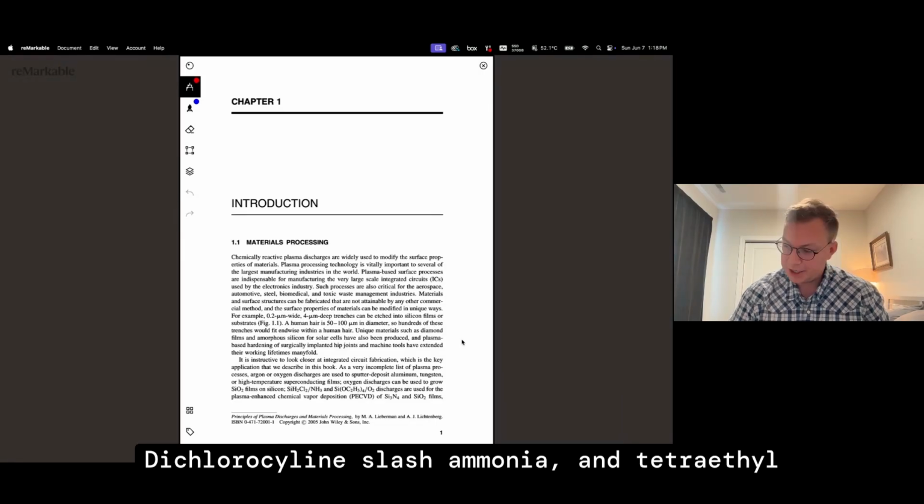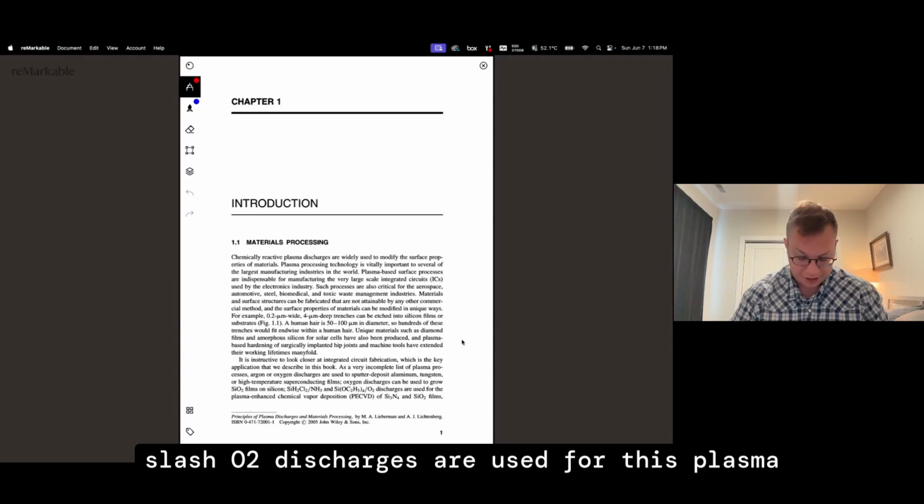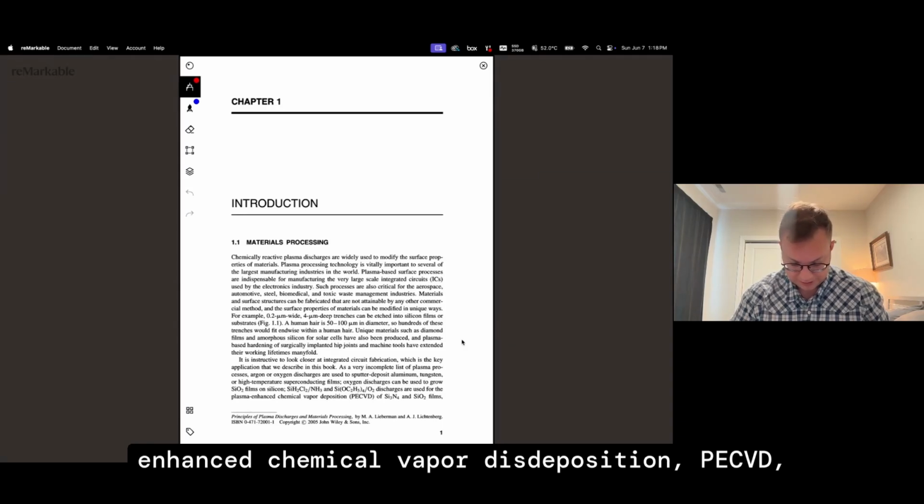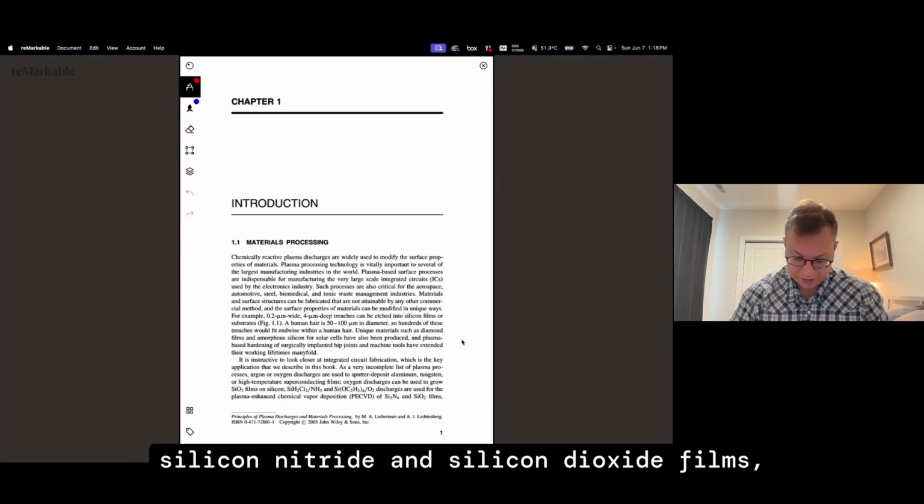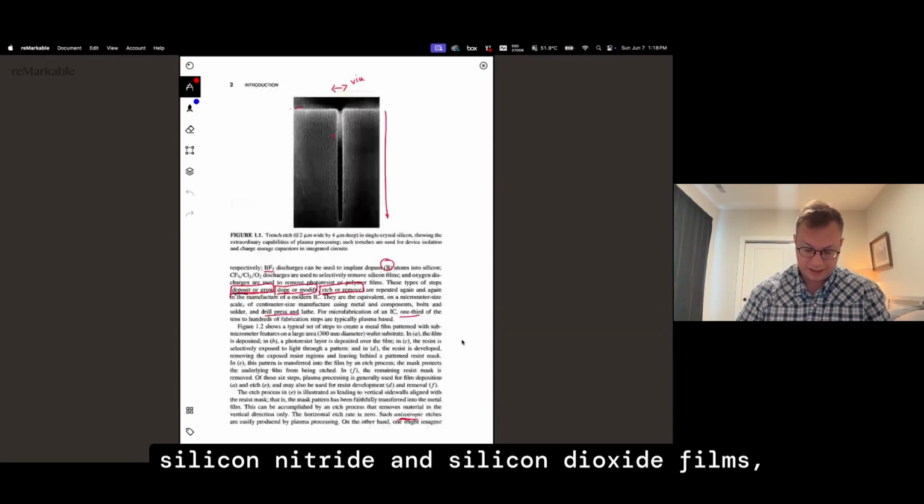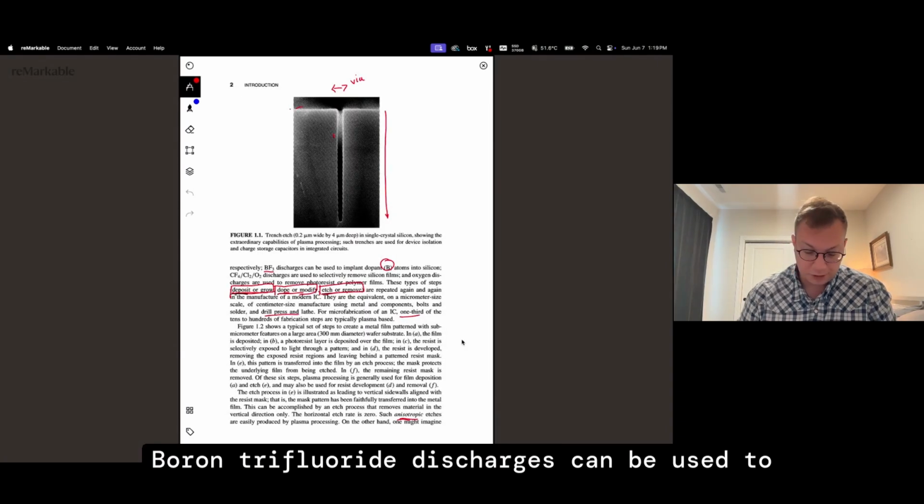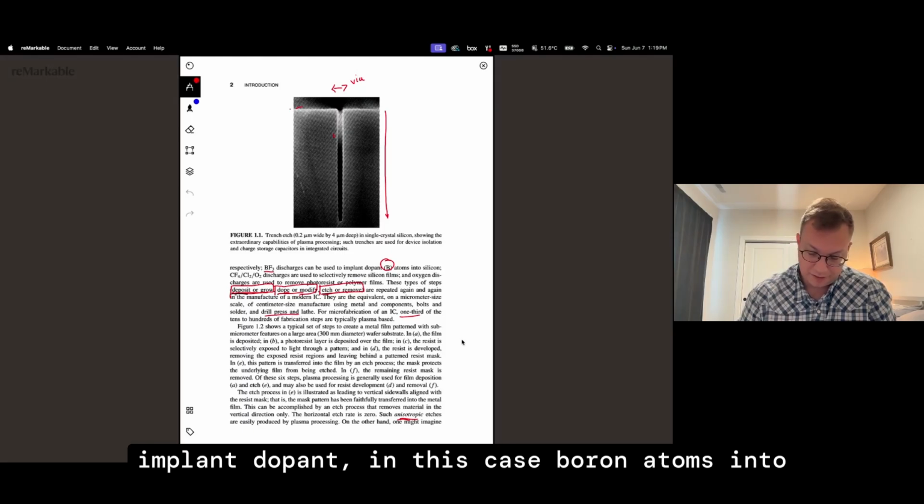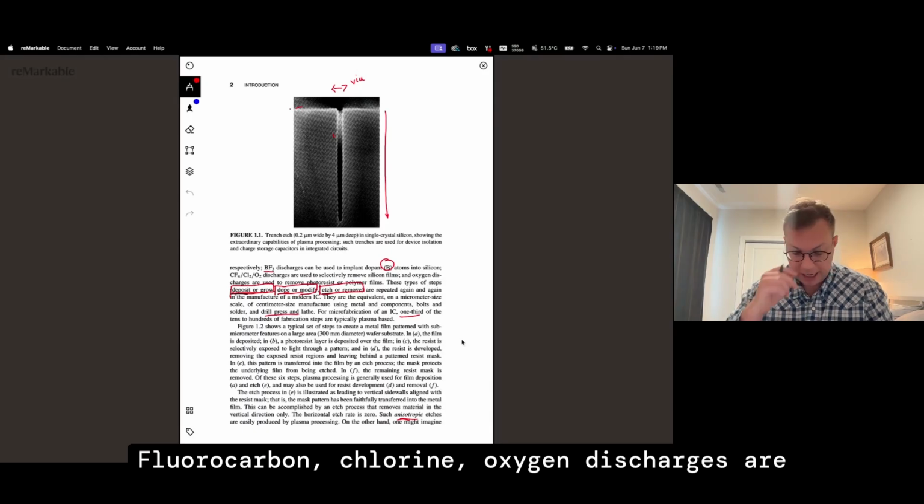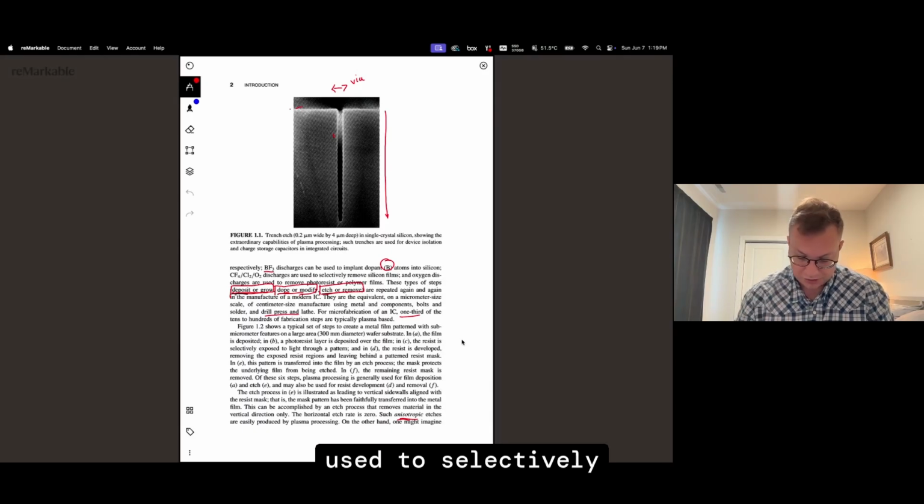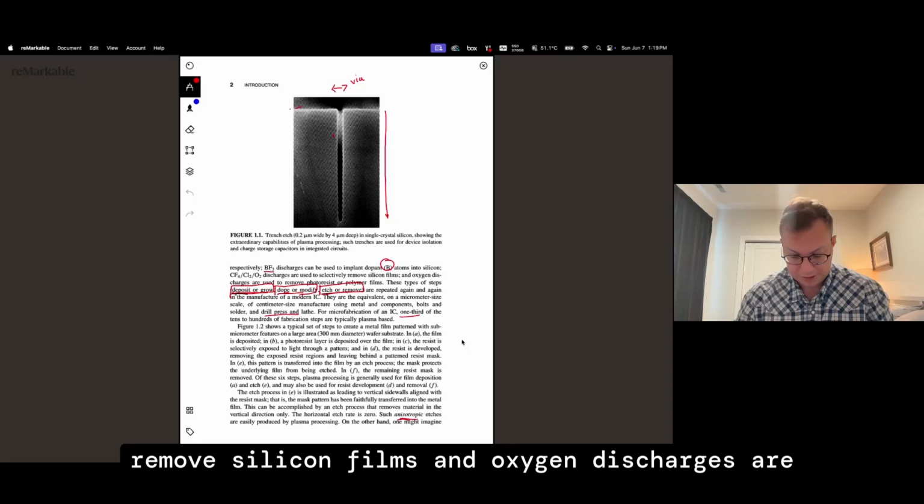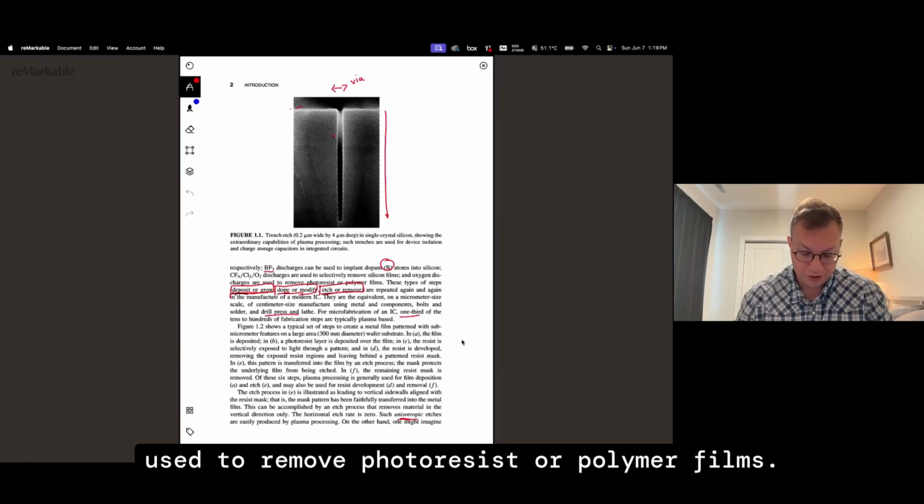Dichlorosilane/ammonia and tetraethyl orthosilicate/O2 discharges are used for the plasma-enhanced chemical vapor deposition, PECVD, of silicon nitride and silicon dioxide films, respectively. Boron trifluoride discharges can be used to implant dopant, in this case boron atoms, into silicon. Fluorocarbon, chlorine, and oxygen discharges are used to selectively remove silicon films, and oxygen discharges are used to remove photoresist or polymer films.